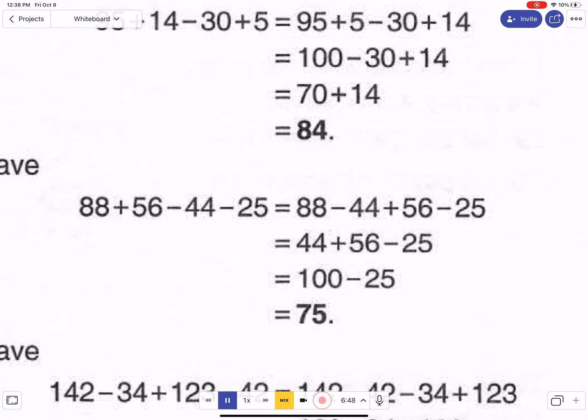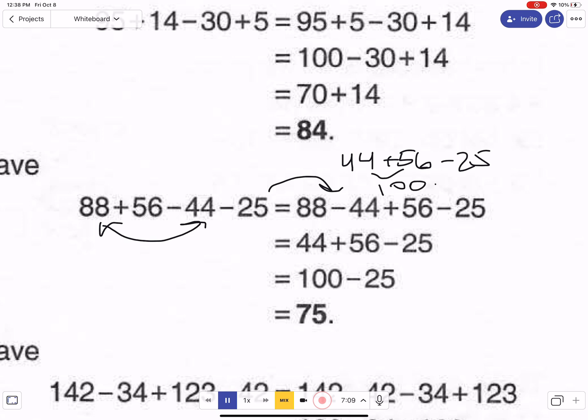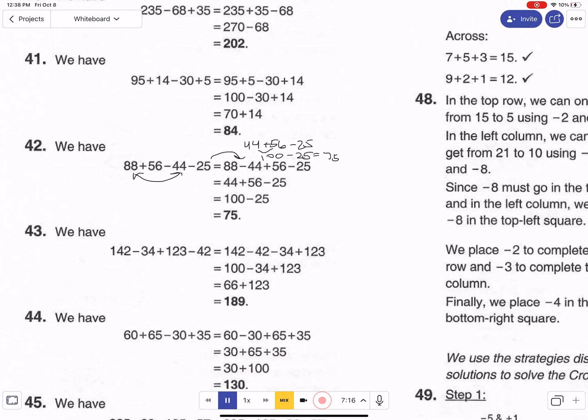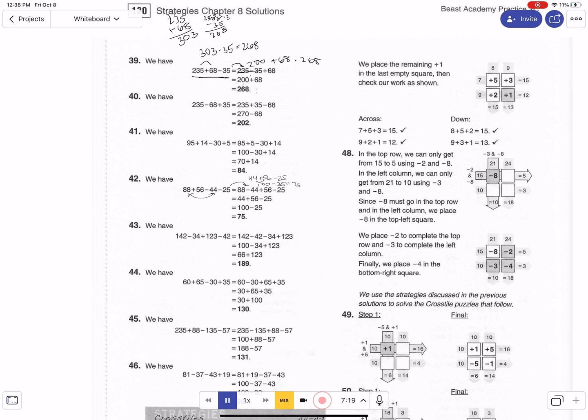So let's look at this one. It would be really easy if you arrange this in a different way so it looks more like this. So this we can do easily in our head, right? 88 minus 44, that's 44, plus 56. We know that that equals 100, and then minus 25 is 75. So the strategy here is just rearranging, which is pretty easy, instead of doing it in the order that it's put, because with addition and subtraction, you can rearrange it and you'd still get the same answer.